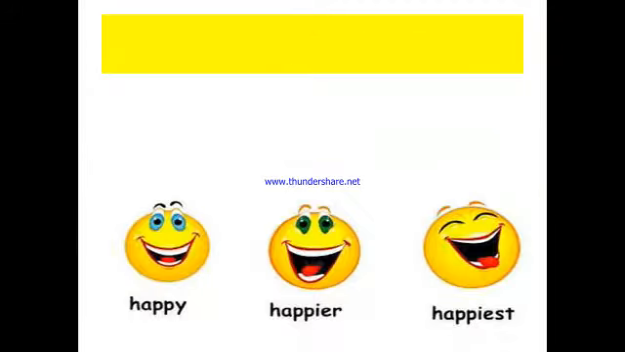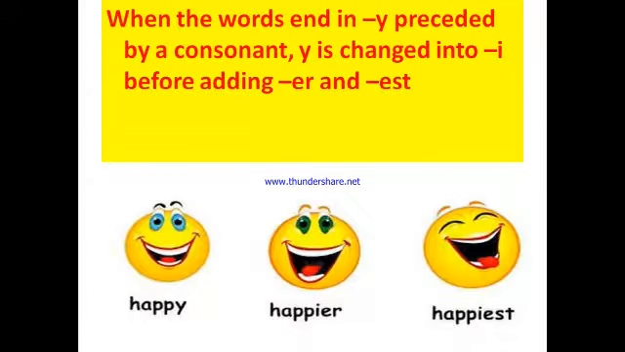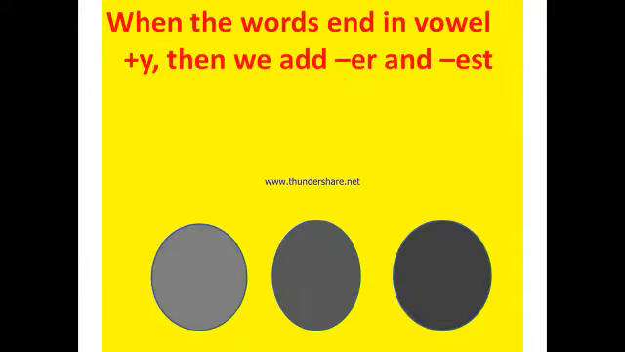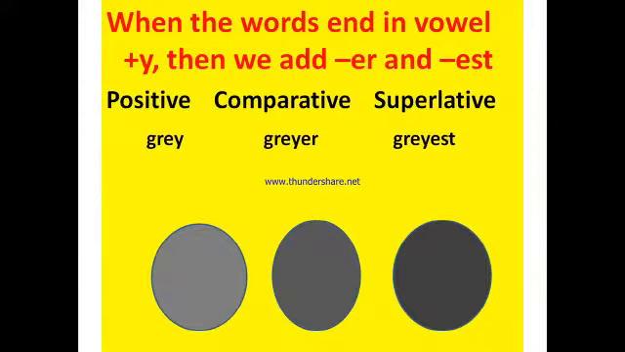When the words end in y preceded by a consonant, y is changed into i before adding er and est. For example, happy, happier, happiest. When the words end in vowel plus y, then we add er and est. For example, grey, greyer, greyest.